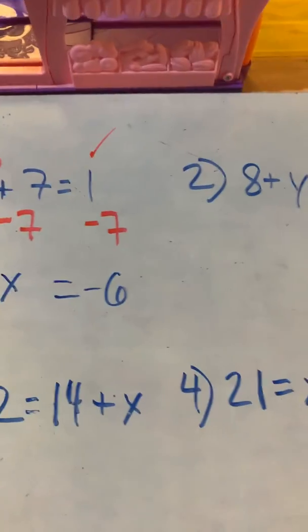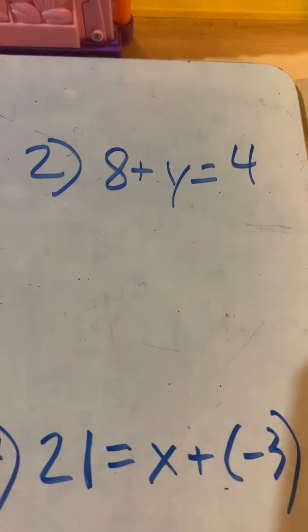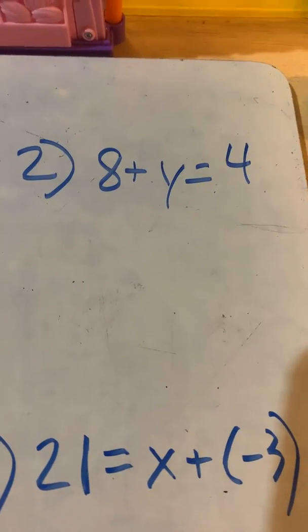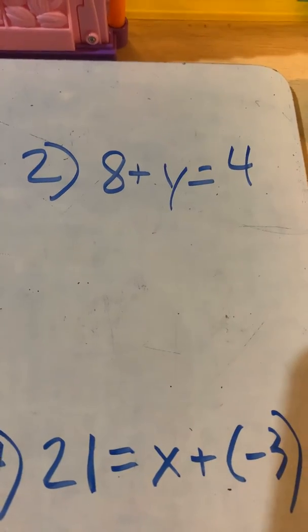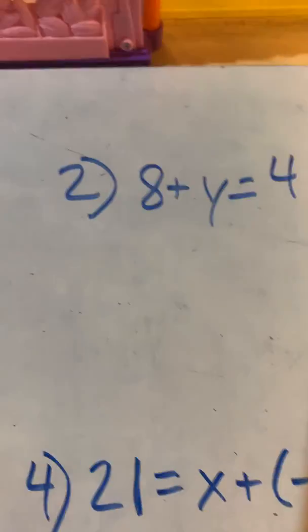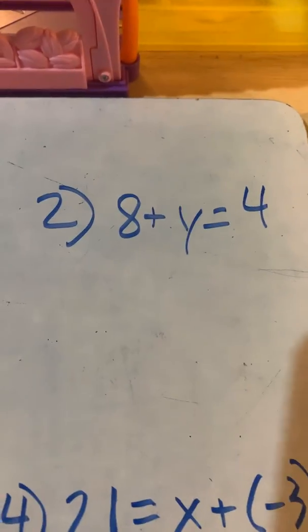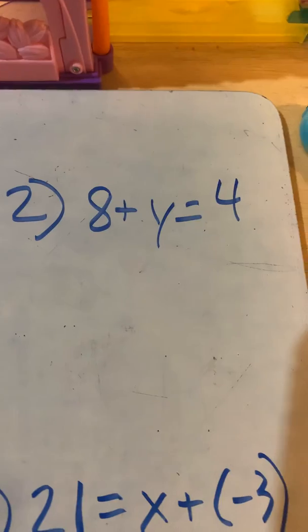I like to try to keep my videos fairly short here, so I'm just going to do one more with you, and maybe I'll post another video after that. So if you look at number 2, you have 8 plus y equals 4. So if I look at the variable y, and look at the number beside it, it is positive 8, so I want to get the variable by itself.